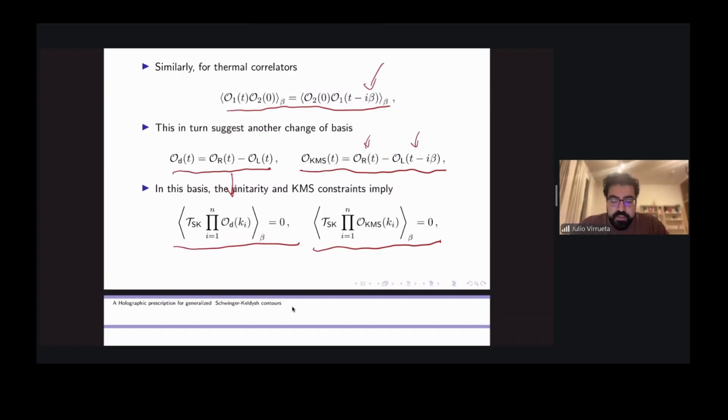The important thing is that these two conditions will be the guiding principles I will use to construct the holographic dual. So whatever this holographic dual will be, I will always try to see if it satisfies the unitarity and KMS conditions, or the corresponding generalization when I have not the Schwinger-Keldysh contour, but these multi-fold contours.